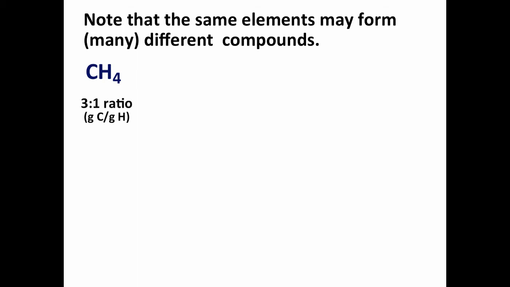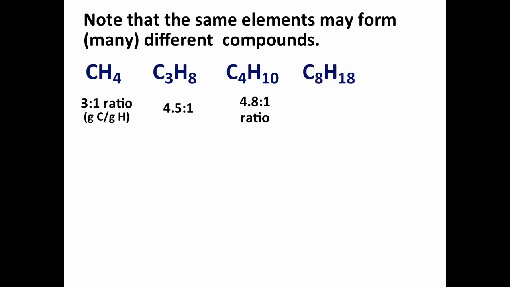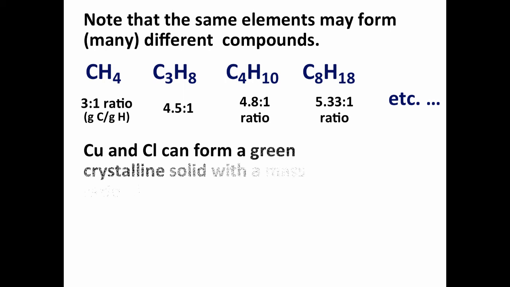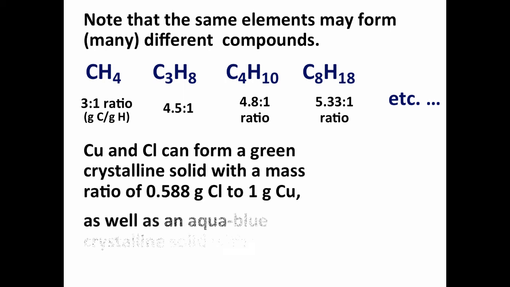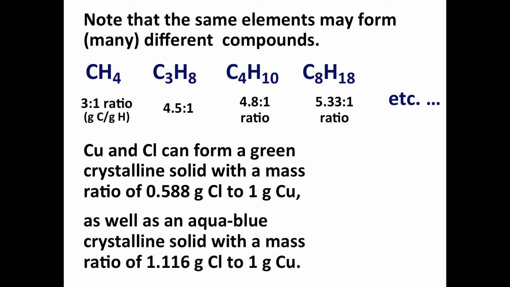Methane gas is a 3-to-1 ratio of grams of carbon to grams of hydrogen. Propane gas, C3H8, is a 4.5 to 1 ratio. C4H10, or butane, is a 4.8 to 1 ratio of mass of carbon to mass of hydrogen. Octane, which we just talked about, is 5.33 to 1, and so on. And carbon and hydrogen is kind of complicated. There are so many different possibilities.